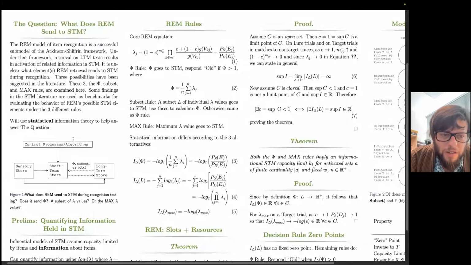So basically, all of us memory researchers have this in our researcher DNA, that there's a sensory store, a short-term store, and a long-term store. And the thing that has always interested me about this basic model is the way in which retrieval from long-term memory is thought to, or assumed to, activate some kind of related information in short-term memory.